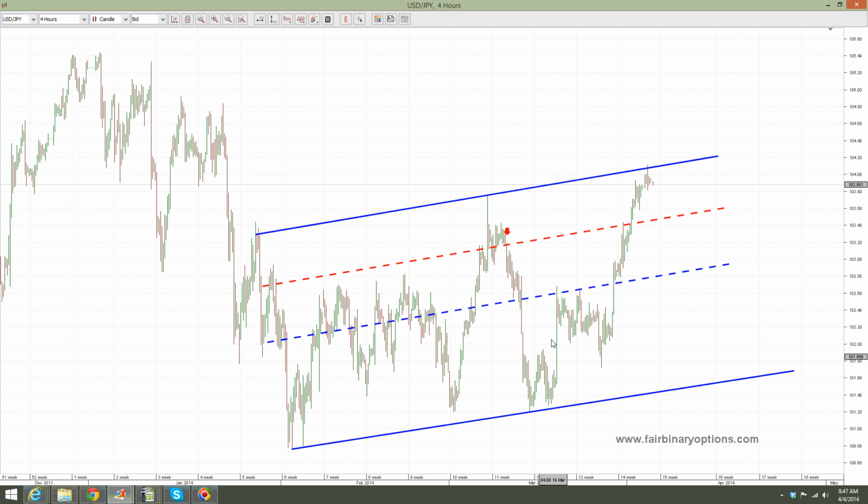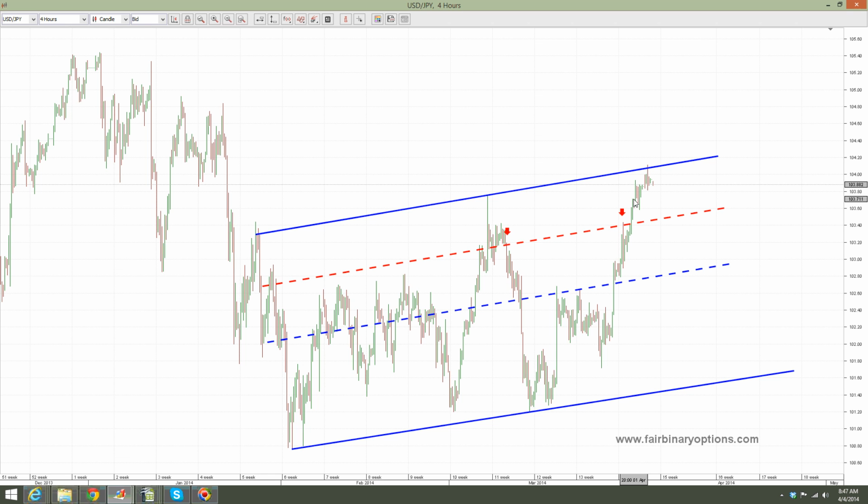Then price rejected here. See, all these areas here are acting as support and resistance. This is resistance finally broken, resistance where it comes here. See, this is a classical resistance. And now, of course, this is an area where I should buy, or where I'm looking to buy put options.